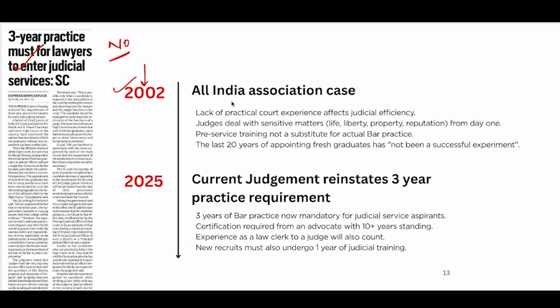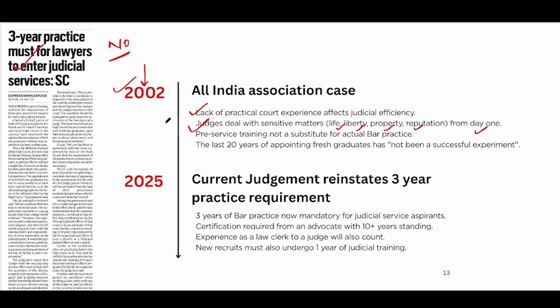Under the All India Judges Association case, the Supreme Court had removed the requirement of 3 years of practice to allow fresh talent into the lower judiciary. But later on, slowly and gradually, various high courts across the country started realizing that in the last 23 years, lack of practical court experience has affected judicial efficiency negatively. It was realized that since judges deal with very sensitive matters related to life, liberty, property and reputation, they have to do it from day one.